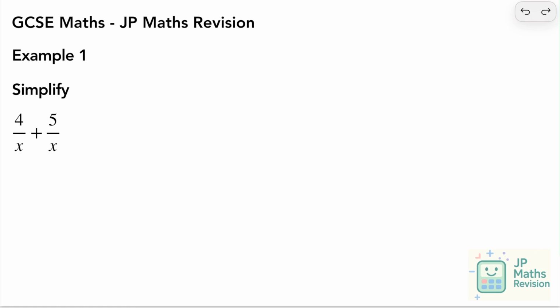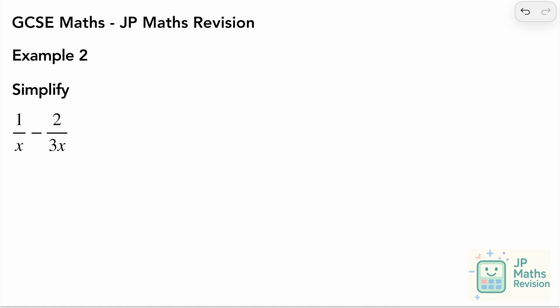So here's an example. We have 4 over x plus 5 over x. Because we already have a common denominator of x and x, that just stays the same. So in this case, the common denominator is x, so I just leave it like that. And I just add the numerators. So 4 plus 5 is 9. So my answer is 9 over x.